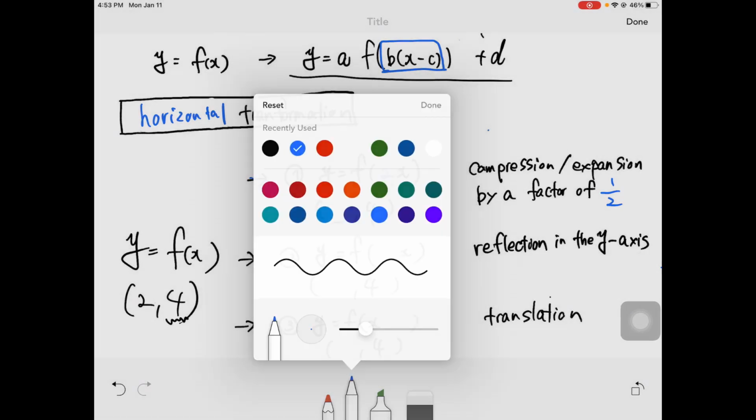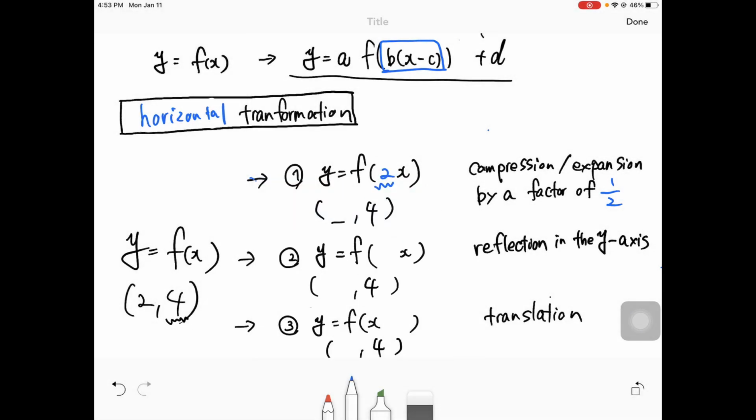But this value, it has to be changed. But this time the factor is 1 over 2. It's going to be the reciprocal of this value. So 1 over 2 times 2 is 1. This is horizontal compression expansion. So this one is here, b. I talked about the b here.